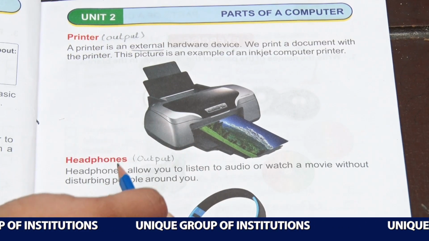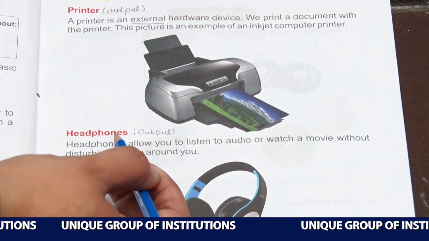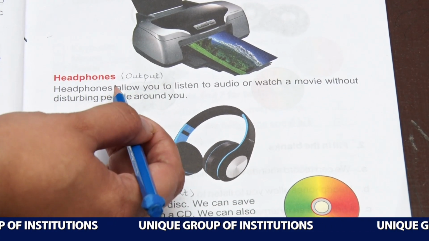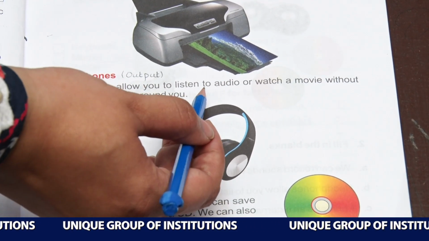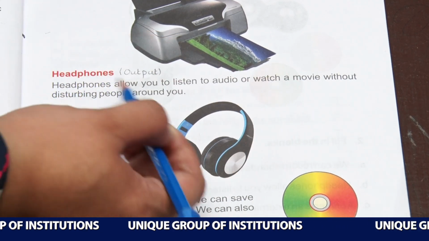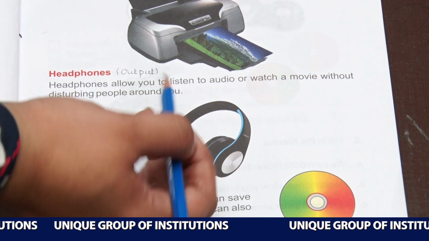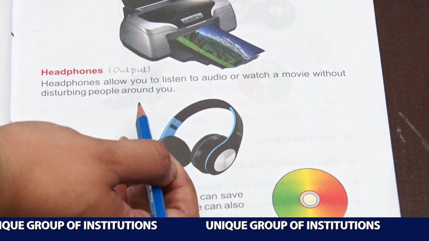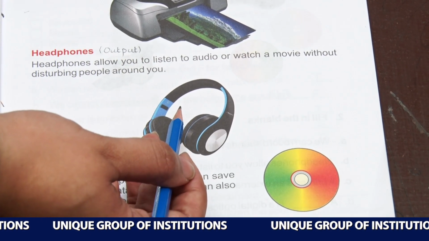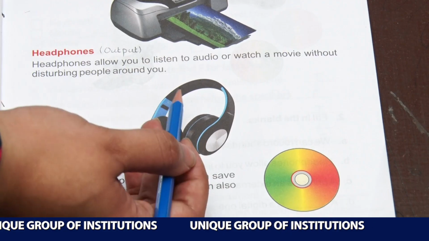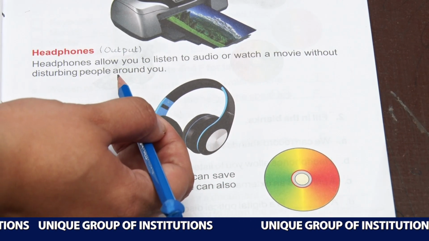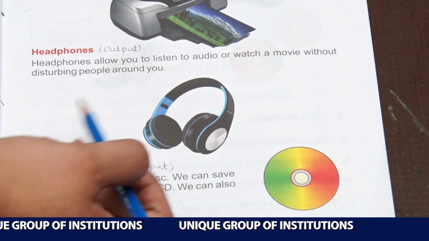Now moving on to the next device, which is headphones. It is another output device. Headphones allow you to listen to audio or watch a movie without disturbing people around you. Just like speakers, it gives us sounds, but through headphones only you can listen to that sound, others won't be disturbed, so it would be only for you.